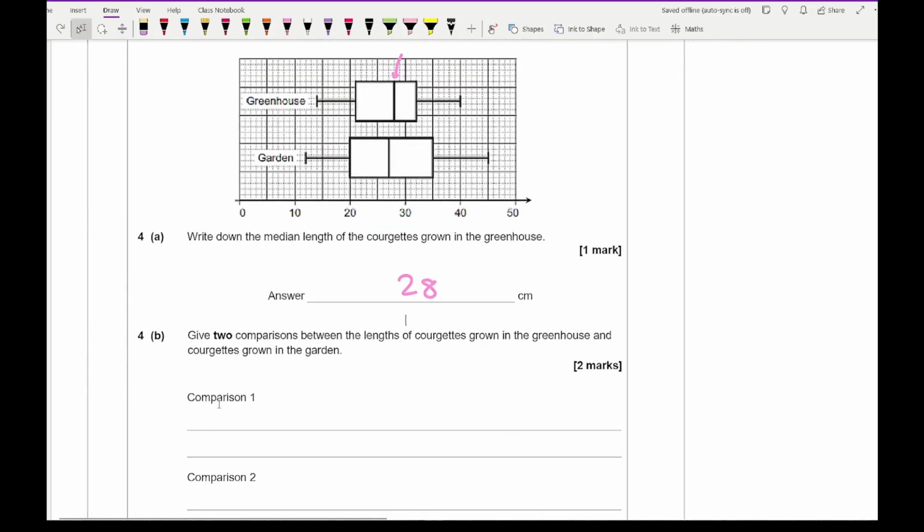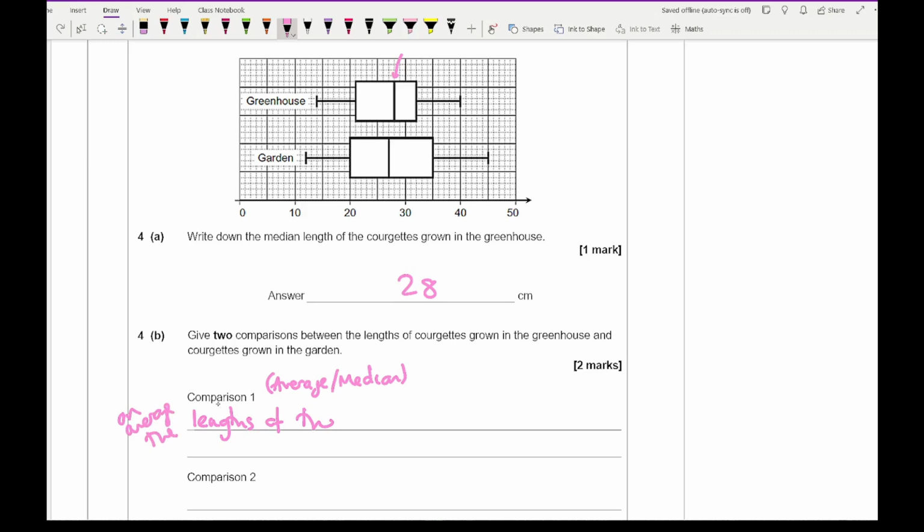So if I just zoom out a little bit so we can see. Now your first comment always needs to be about the average, in other words, talking about the median. As you can see, the medians in both the greenhouse and the garden are very similar. So the lengths of the courgettes, I should say on average, are very similar in length. And again, quoting the numbers, it's going to be 27 centimetres and 28 centimetres.